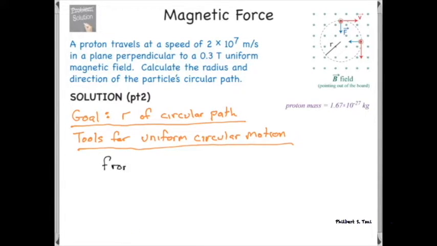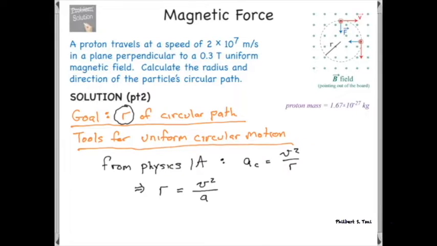Well, remember from Physics 1A that centripetal acceleration is equal to v squared over r. If what we're trying to do is solve for r, then what we want to do is rewrite this equation so that it does solve for r. And we will get r is equal to v squared over centripetal acceleration. And we're going to hold on to that equation for our next step.